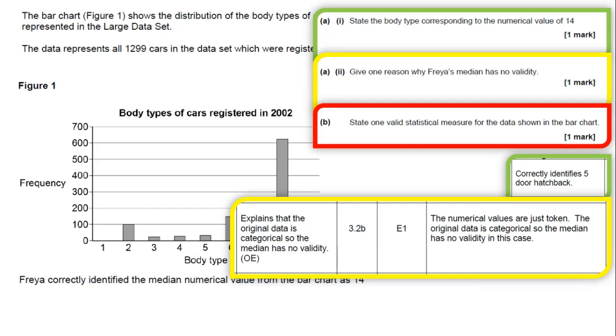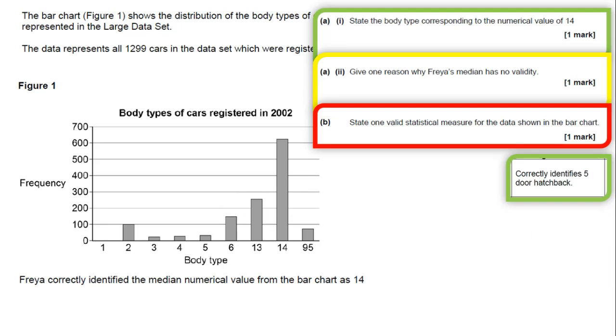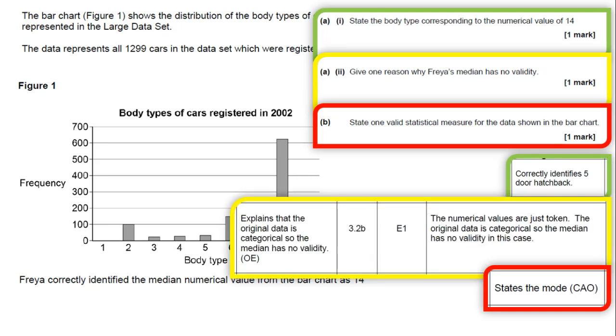Well, I've alluded to it. I've mentioned already that the 14 was the most common type. I can look at this data and say, all right, I don't know the average. I can't put a number on that because it's categorical. I can't have a median again because it's categorical, but I do have a mode, and the 14 is the mode: the 5-door hatchback is the most common type.